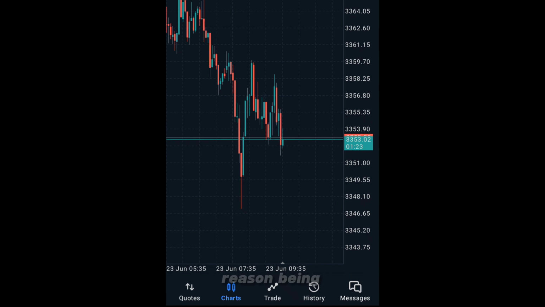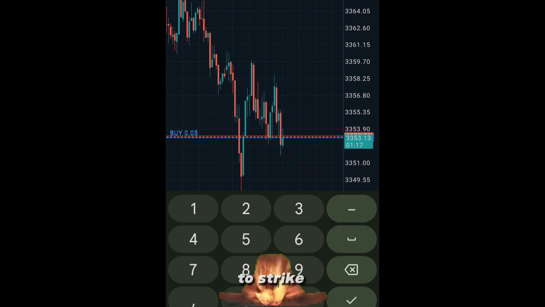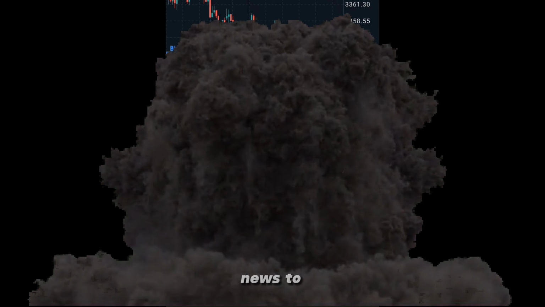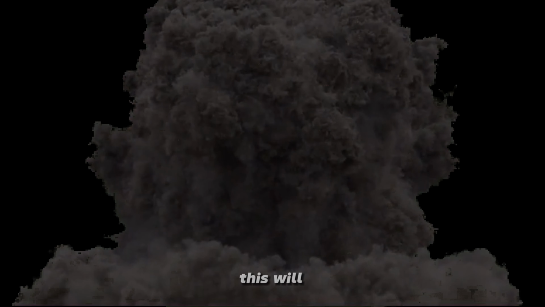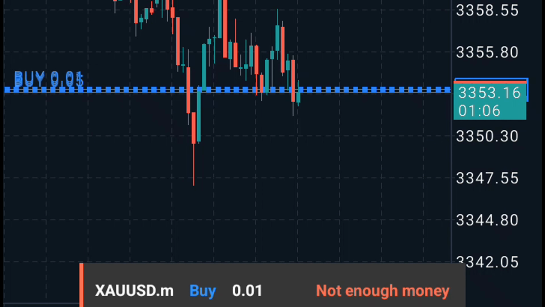My bias for this week is a buy on gold. Reason being the ongoing conflict. You see, over the weekend, Trump decided to strike Iran's 3 nuclear facilities. That is just crazy news to have during the weekend. This will cause panic among investors, and most will buy gold.